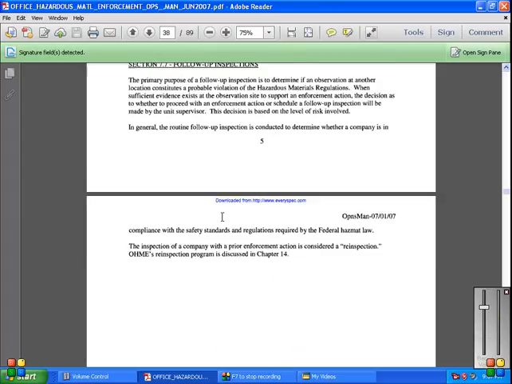The inspection of the company is enforced action, and consider reinspection under the OHME reinspection program discussed in chapter 14.